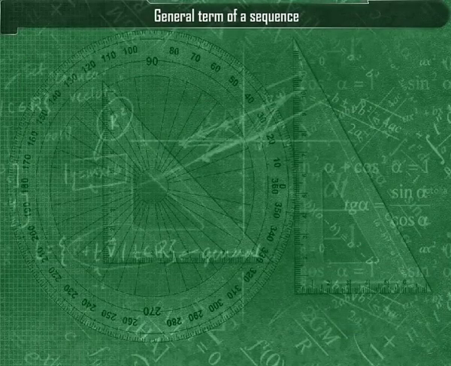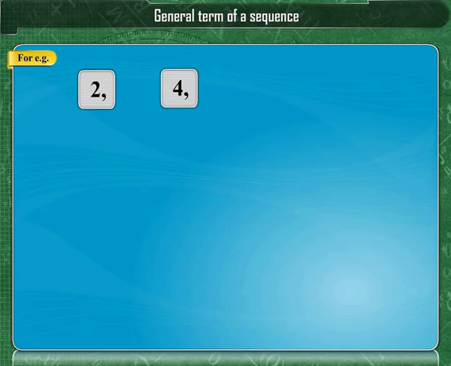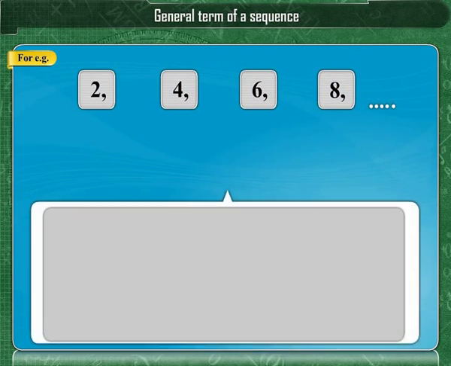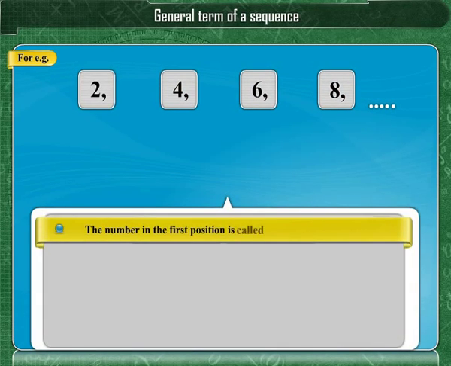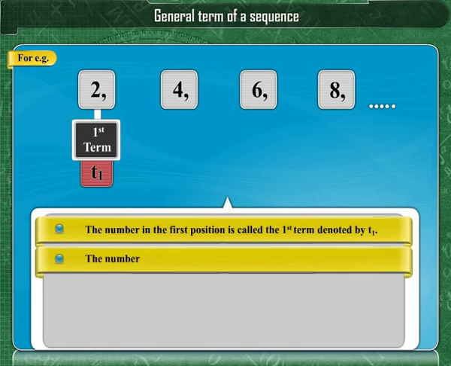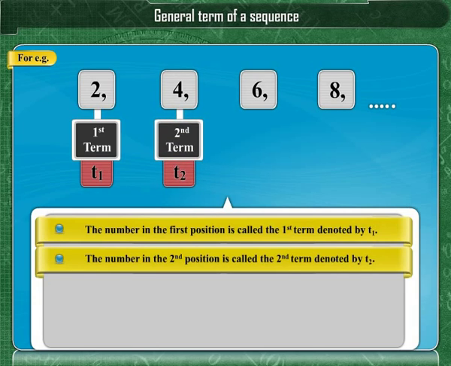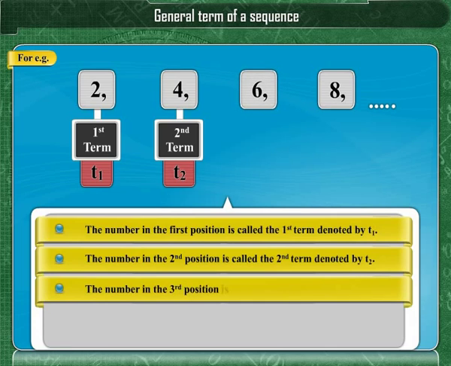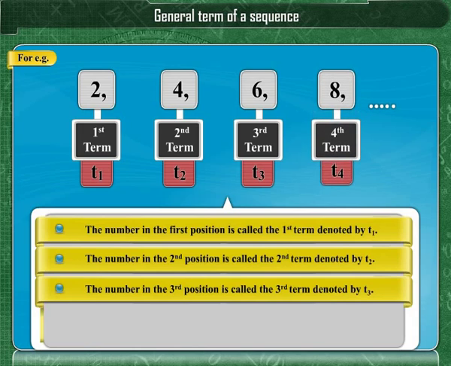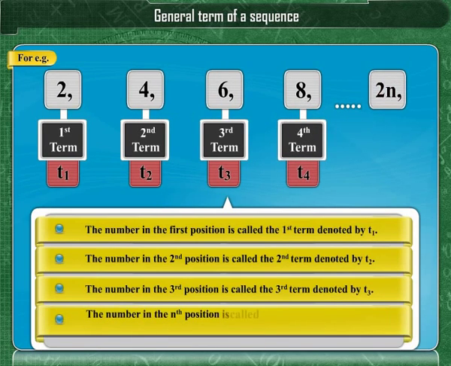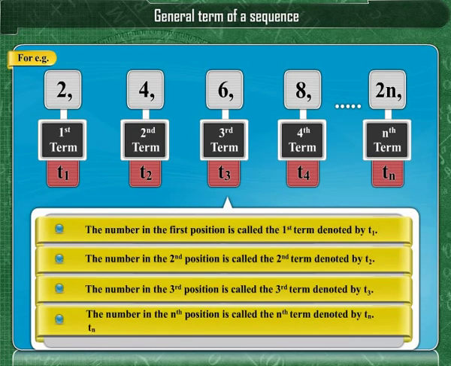General term of a sequence. In a sequence of numbers, the number in the first position is called the first term, denoted by T1. The number in the second position is called the second term, denoted by T2. The number in the third position is called the third term, denoted by T3 and so on. The number in the nth position is called the nth term, denoted by Tn. Tn is the general term of a sequence.